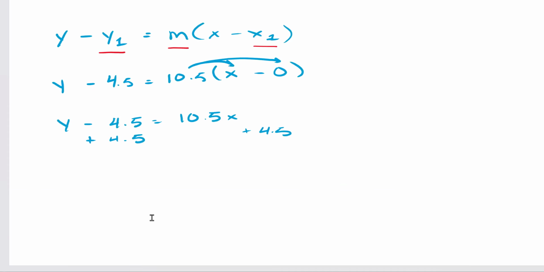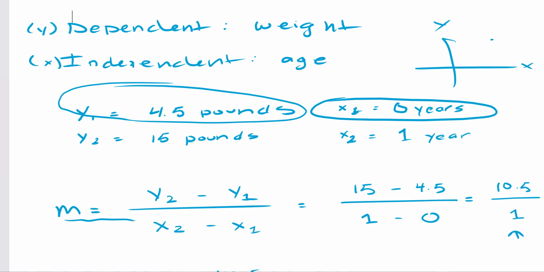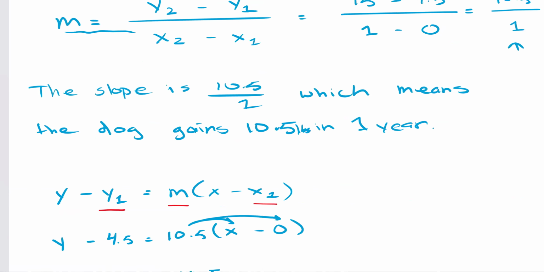So we're going to add 4.5 to both sides. Like I said, this is not a like term. We can't actually do 10.5 plus 4.5 because the 10.5 is attached to an x and the 4.5 is not. So we are going to end up with y equals 10.5x. Sorry, the x looks too far away. y equals 10.5x plus 4.5.